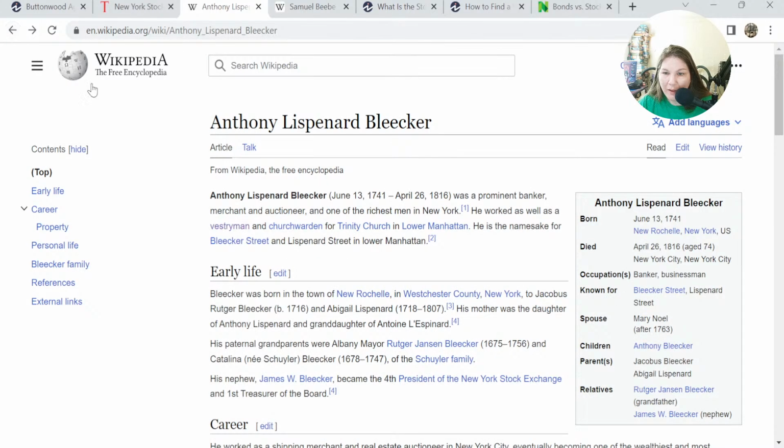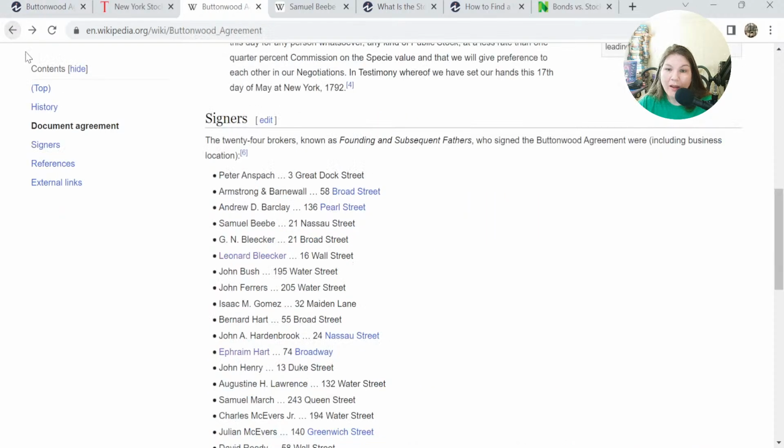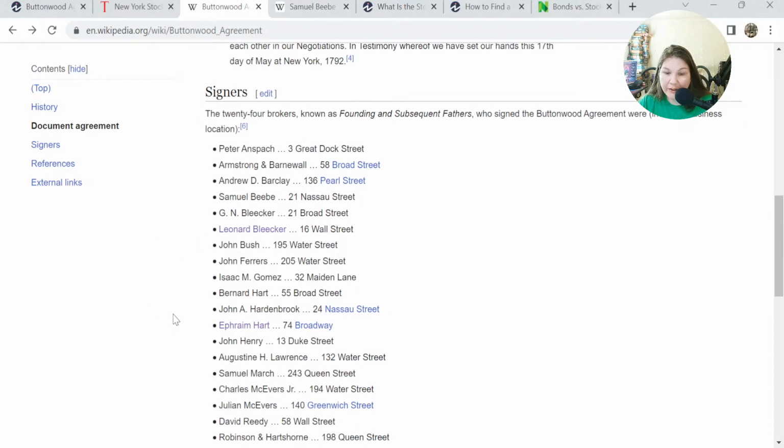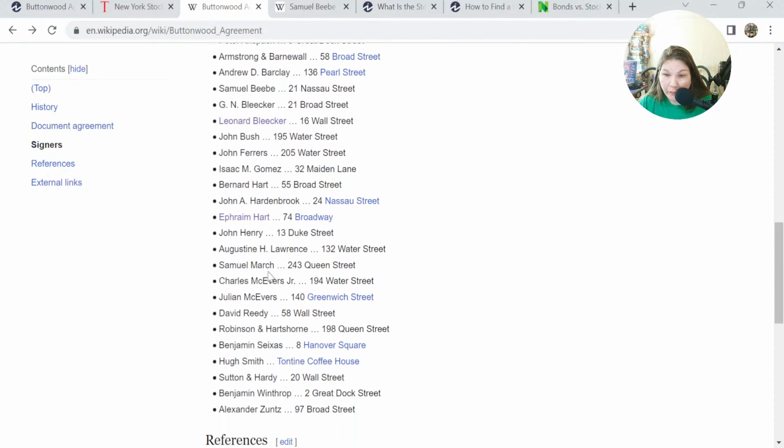A lot of them were Jewish merchants, like the last one, or this guy worked as a vestryman for the Trinity Church in Lower Manhattan. If you look at the Trinity Church, I can't remember who exactly, but I was reading about how they also worked at the Trinity Church. We have John Bush on here. Everybody knows the Bush name. I'm sure it's the same Bushes.